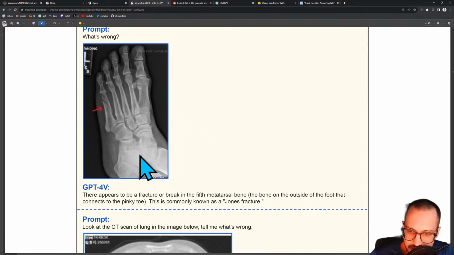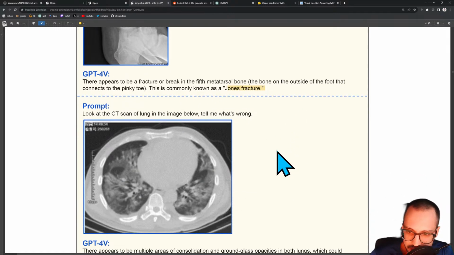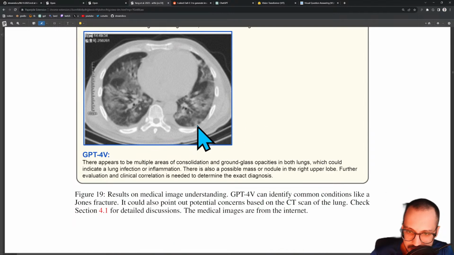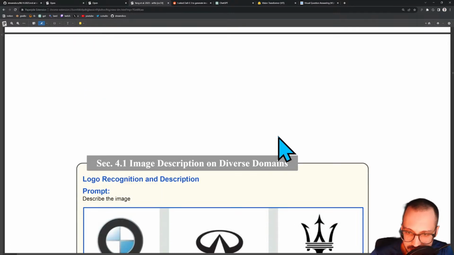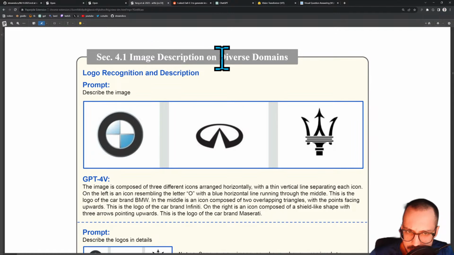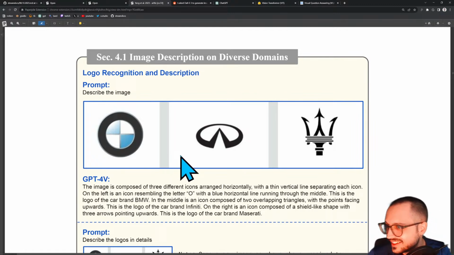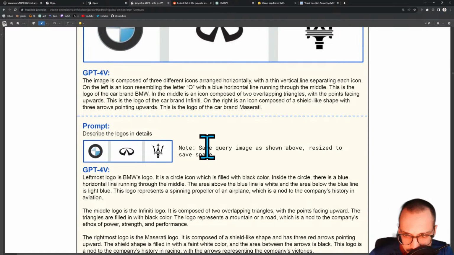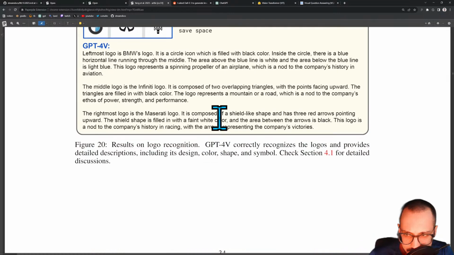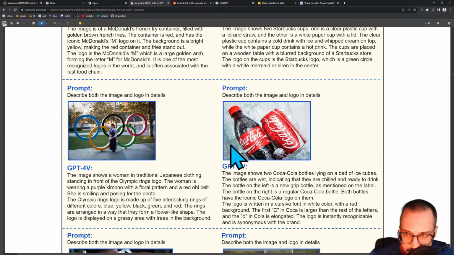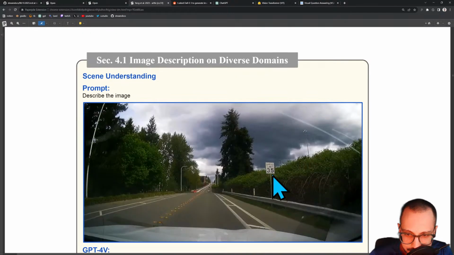Here you have an x-ray analysis of some foot. Apparently it's called a Jones fracture. You have a CT scan of a lung. Possible mass or nodule. It's pretty advanced. Image description on diverse domains. GPU call out on a pic of a computer held out by an NVIDIA dude. Can recognize logos, all your favorite corporate logos.